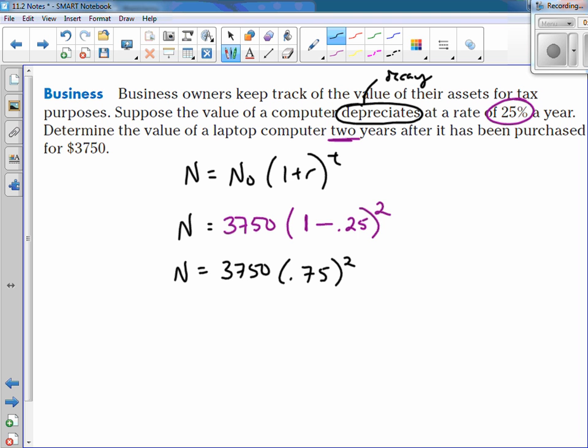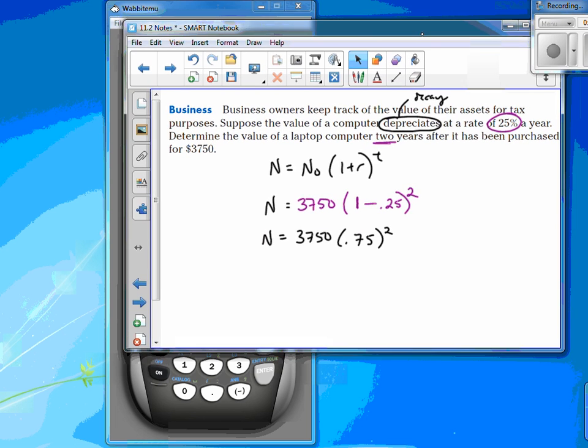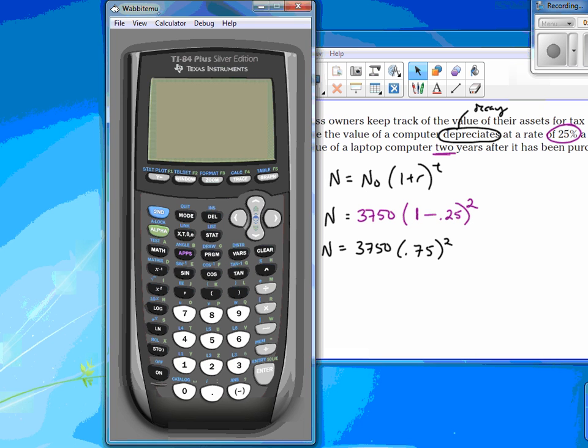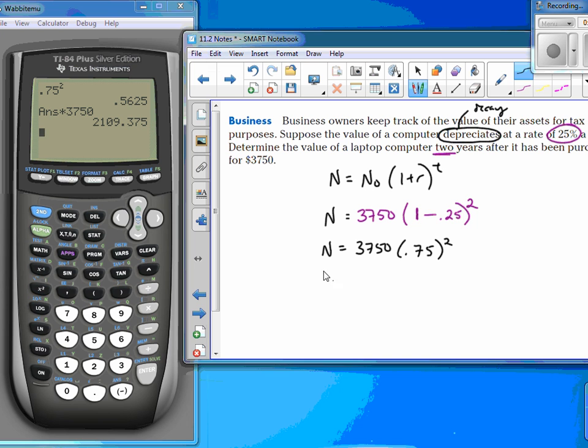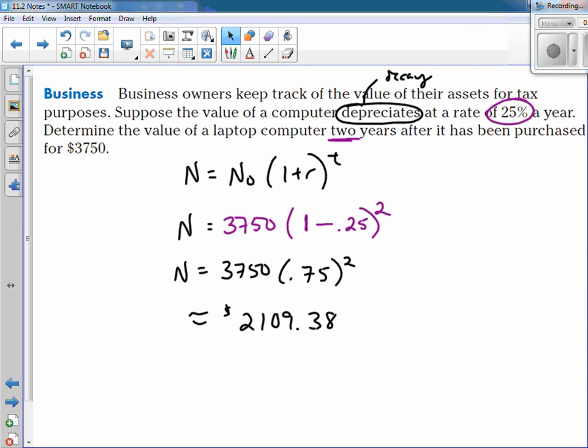So in your calculator, get mine real fast. I have 0.75 squared times 3750. I need $2,109.38. Okay? Not so bad. You're using the formulas.